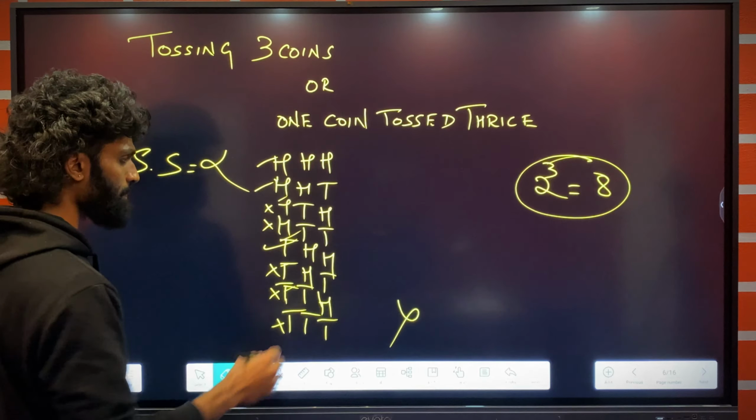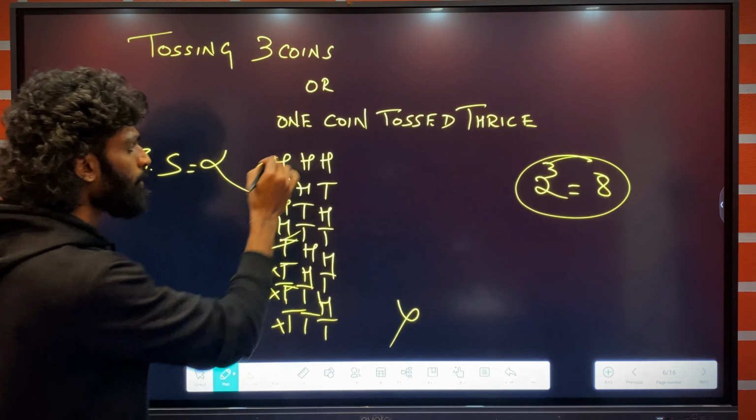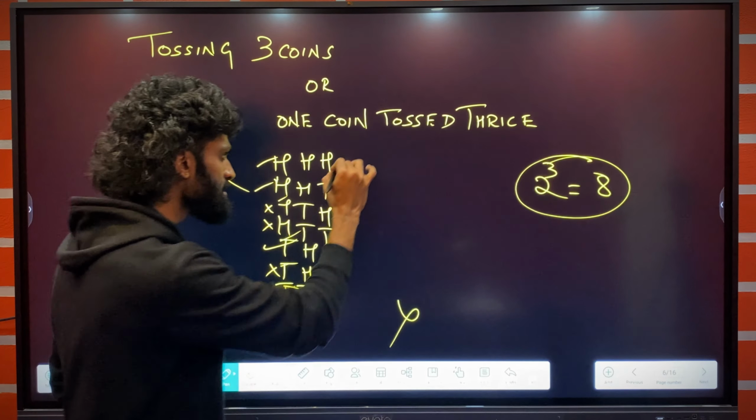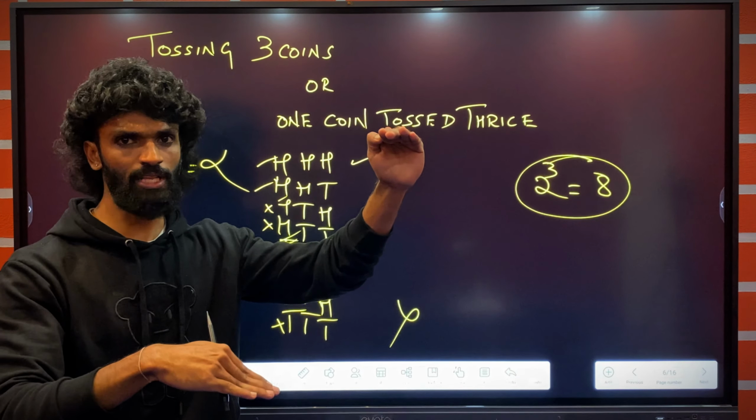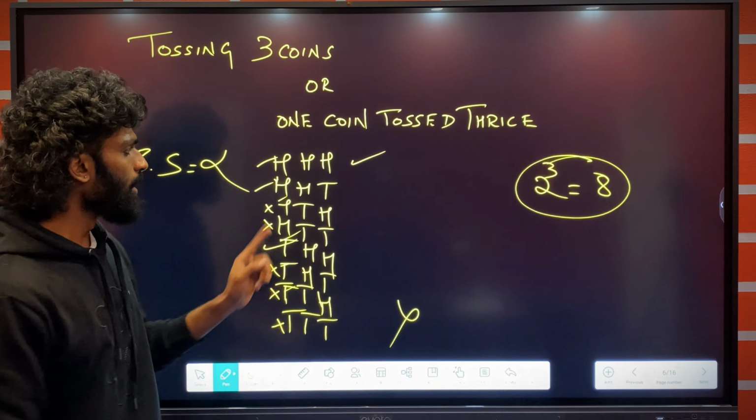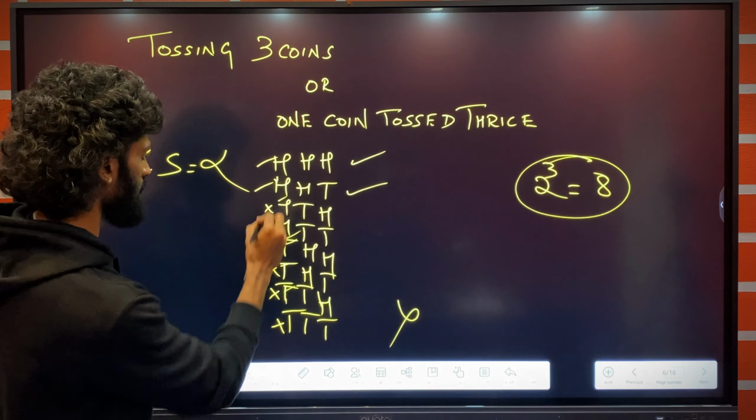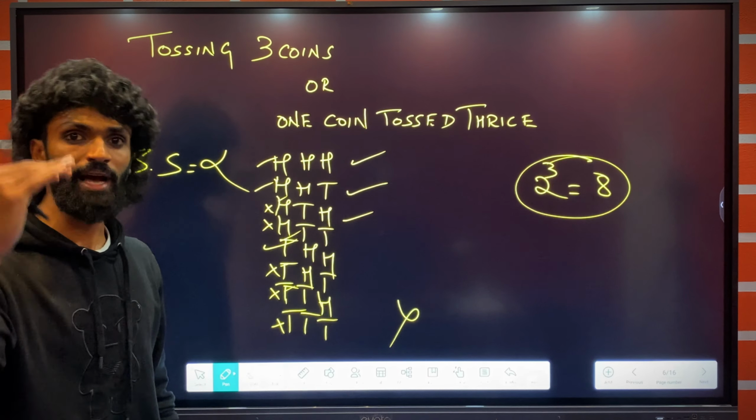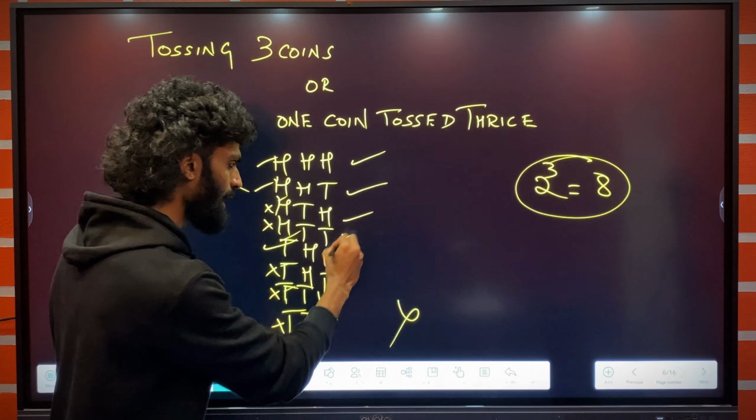Now let's see. Maximum, how many tails? 1 tail. What about H? It has 0 tails, which means this is an outcome. Why? 0 is there. Maximum was 1, so 0 is still there. Fine. So this is an outcome. T has 1 tail. Correct. What about this? Yeah, this has 1 tail. Correct, because maximum is 1. What about TT? No, because maximum was 1.